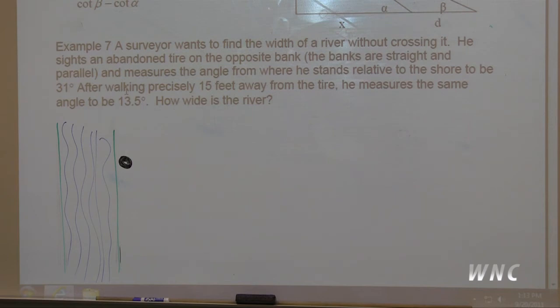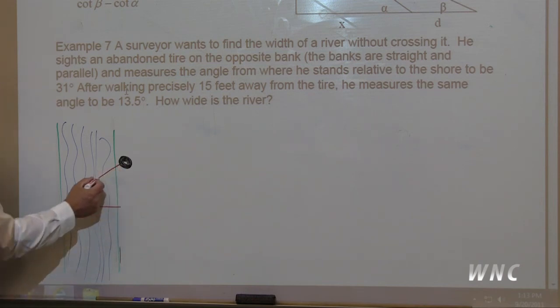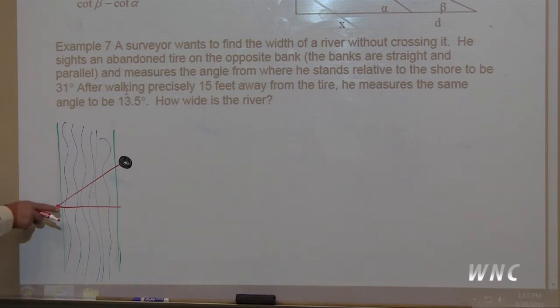He measures an angle from where he stands relative to the shore to be 31 degrees. After walking 15 feet away from the tire, he measures the same angle to be 13.5 degrees. So here's the tire. He's standing here. And he measures the angle from where he stands relative to the shore to that tire to be 31 degrees.